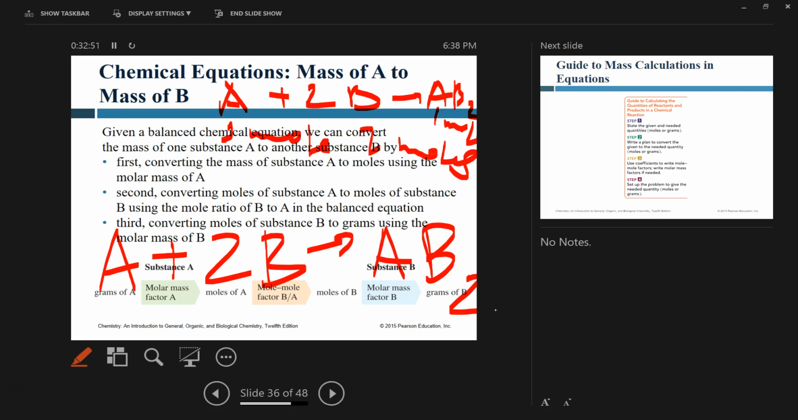Now, if you know how many moles of substance A you took, I'm going to ask you this question now. Imagine that I took 4 moles of substance A. You with me? Yeah. 4 moles. How many moles of substance B do I need for the reaction?